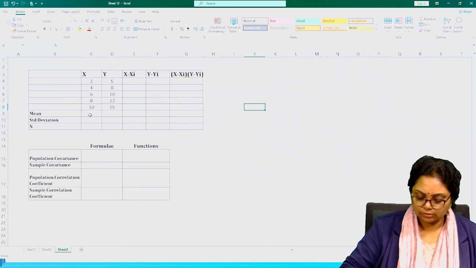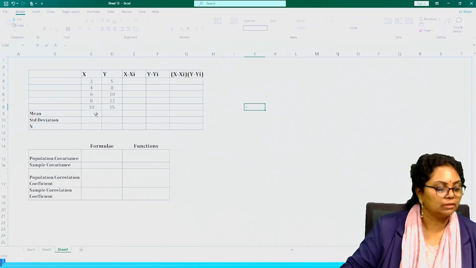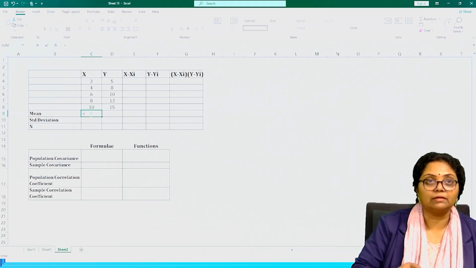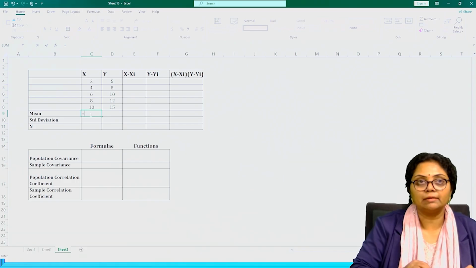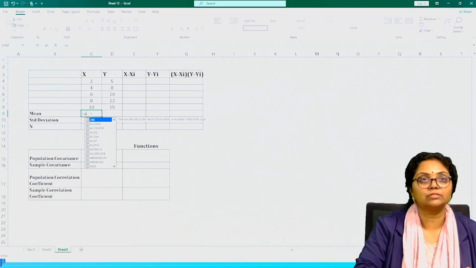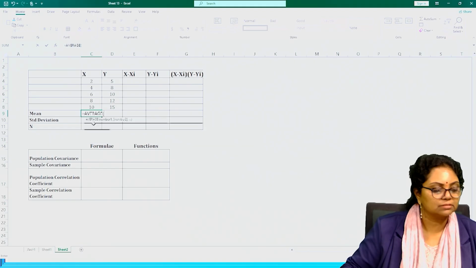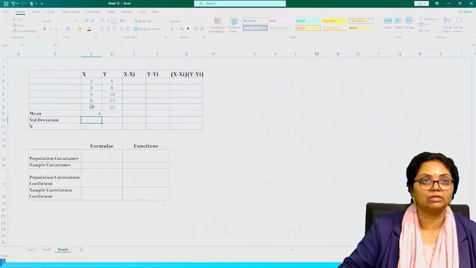How to find the average? Suppose I have written mean here, and I am going to find the average. Simply keep the cursor here and put the equal to sign, because we start with equal to. Mean means in Excel we have the function AVERAGE. When we type it, we get AVERAGE. Double click this and give the set of observations. When we select the set of observations, close the parenthesis and press enter, we get the mean, that is the average, as 6.